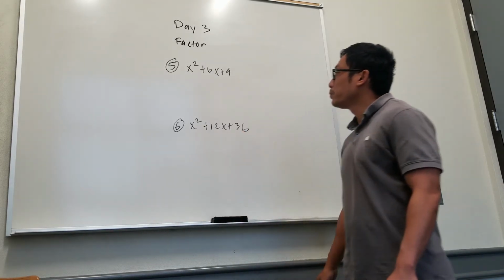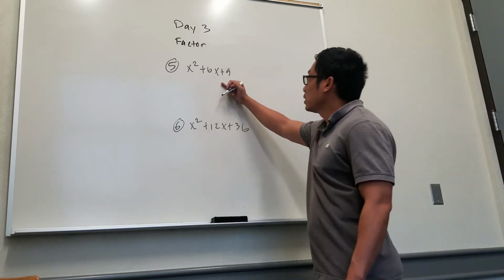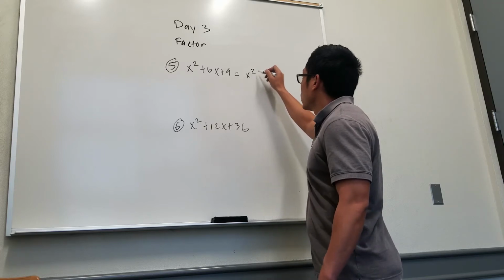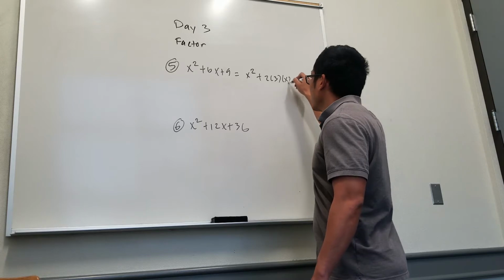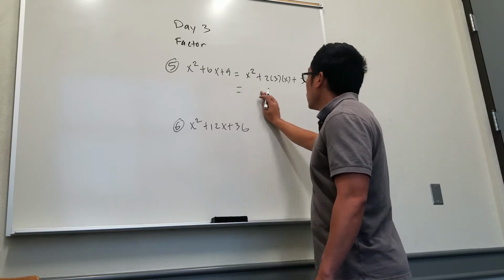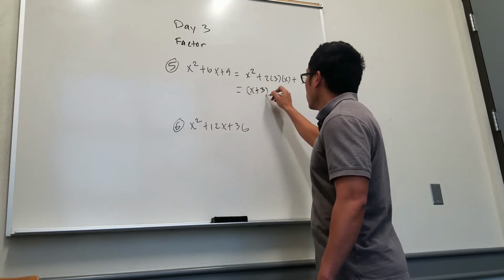Okay. So how do I factor the top? I know it's in that perfect square form, right? So this is really x squared plus 2 times 3 times x plus 3 squared. So it's in a plus b squared form. So this is just x plus 3 squared, right?